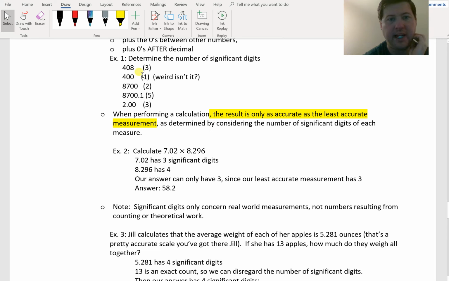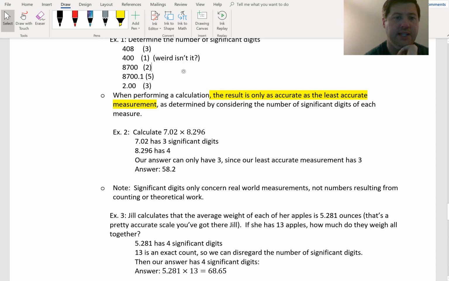So a lot of people will say that trailing zeros don't count unless there's a decimal place. For example, 8700 has these two trailing zeros. We don't count them. We just count the 8 and the 7. However, if there's a decimal there and we throw in a number after that decimal, we do count the preceding two zeros. So 8700.1, we count all of those digits to get 5 significant digits.